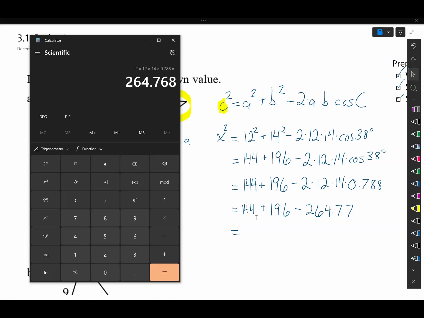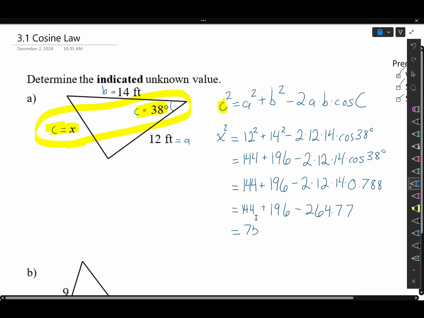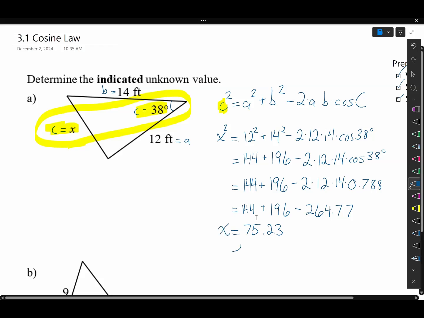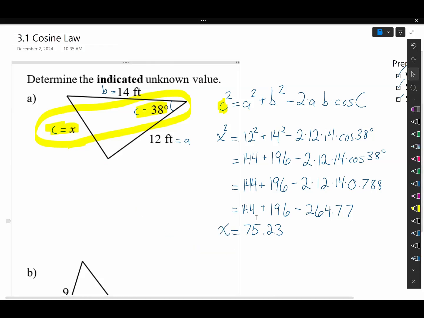my addition and subtraction as well. So I'm working with 144 plus 196 minus 264.77, and I end up with 75.23. Now you might fall into a trap and say, okay, that means that my C value, my unknown value x, is 75.23. That's too large.